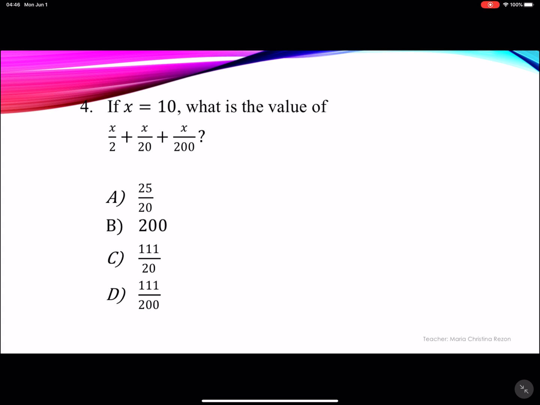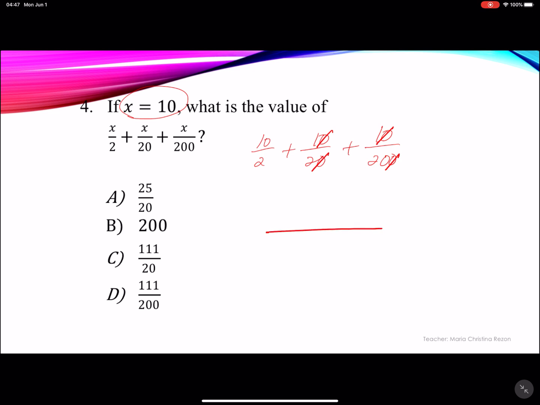The fourth question. If x is equal to 10, what is the value of x over 2 plus x over 20 plus x over 200? So all you need to do is substitute that. You have 10 over 2 plus 10 over 20 plus 10 over 200. Now we try to cancel the zeros here so that we will not be dealing with big numbers, and just leave this as a fraction, though you can write that as 5.